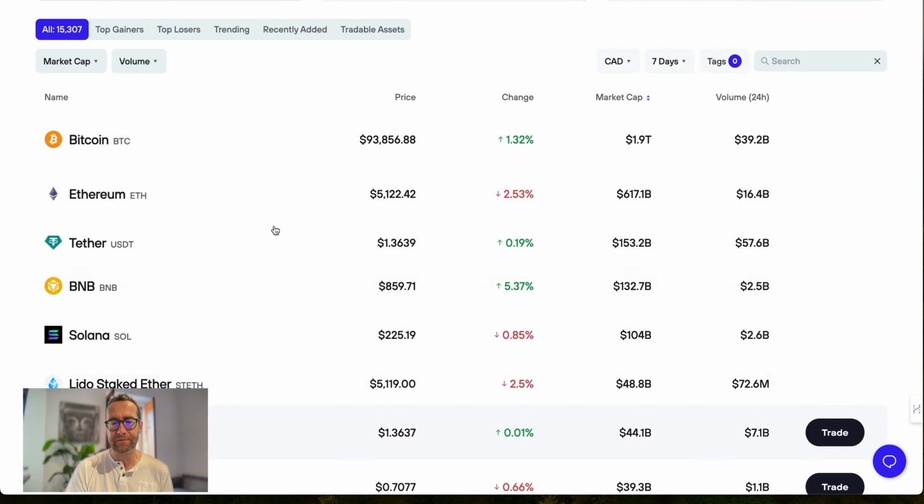What's nice is they actually have, for the ones that you can trade, you can go right into the trade right here from this. So it makes it really helpful, and they've got a lot of tools as well. Let's get into the account and I'll show you how it works.